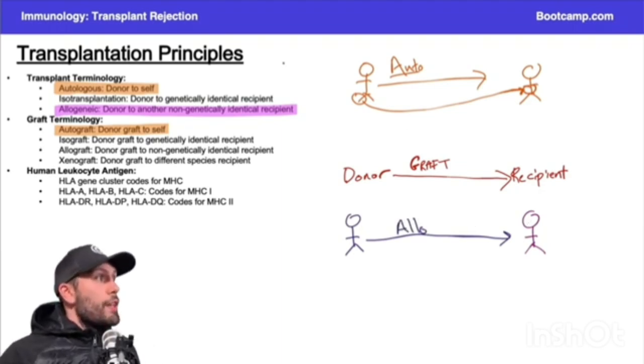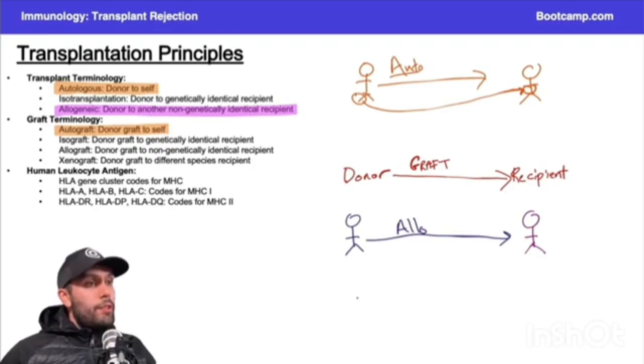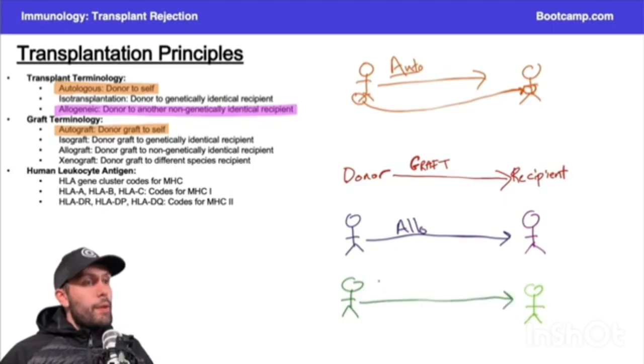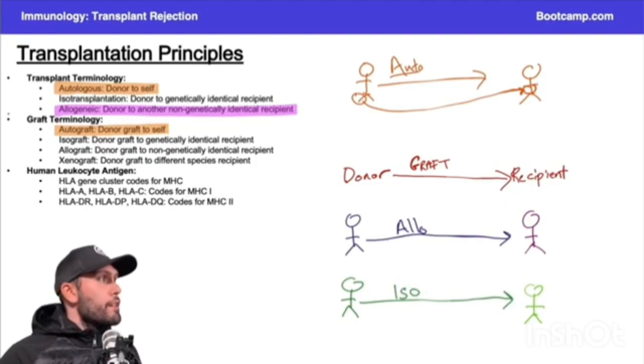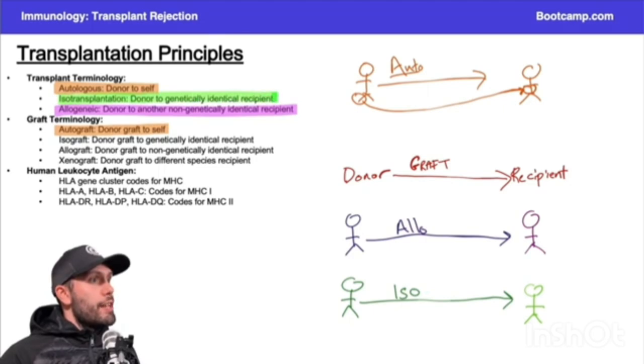Now, in a situation where they were genetically identical, that would be if you had, for example, two patients that were twins, particularly monozygotic twins. So if you had two patients that were monozygotic twins and you had one patient donate some tissue to another, then we would call this an isograft. Iso meaning same. They're genetically the same. So that would be isotransplantation, donation to a genetically identical recipient.